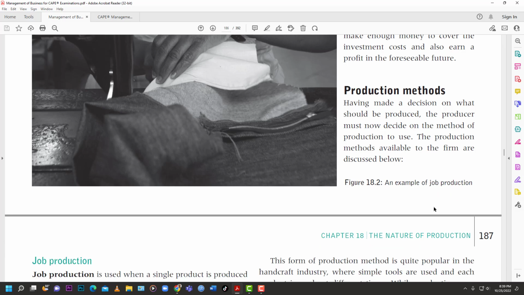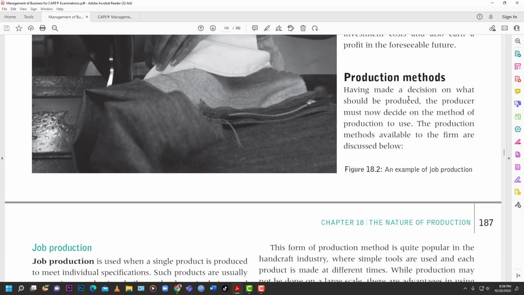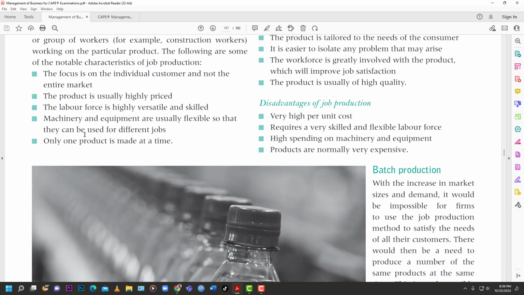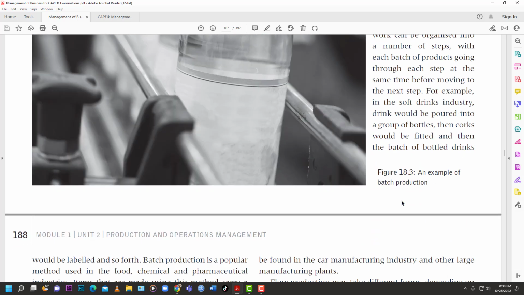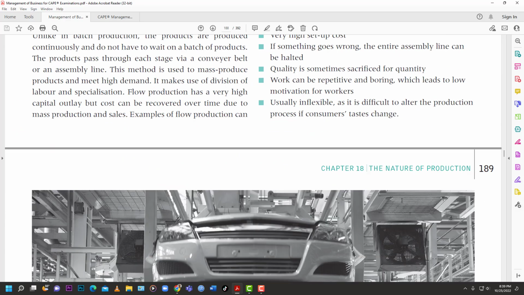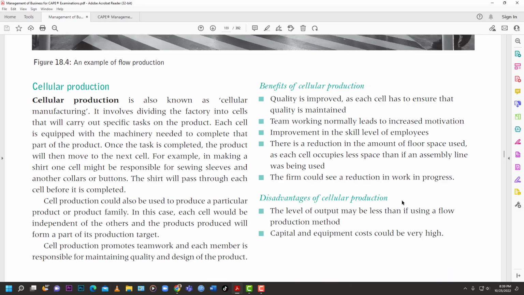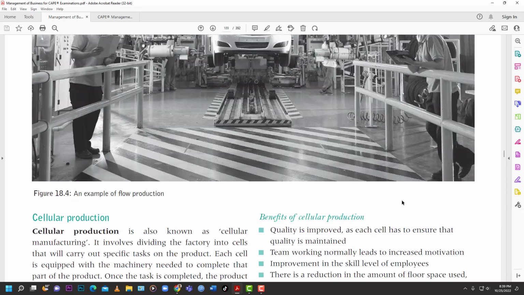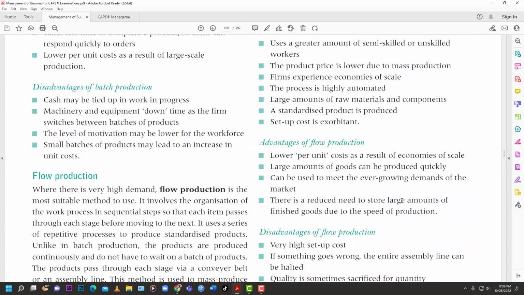So let's read it quickly here. Production methods. Having made a decision on what to produce, the producer must now decide on the method of production. The production methods available to the firm are discussed below. So we have job production, batch production, flow production, and cellular production. Those are some production methods, and we'll go through each of them one at a time.